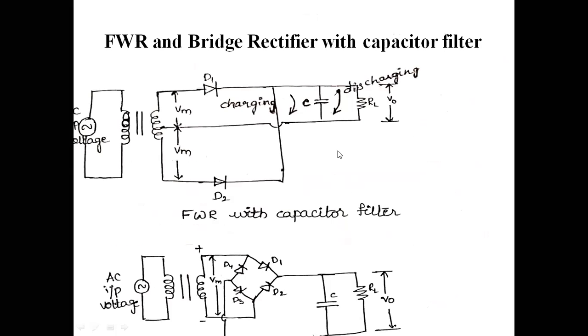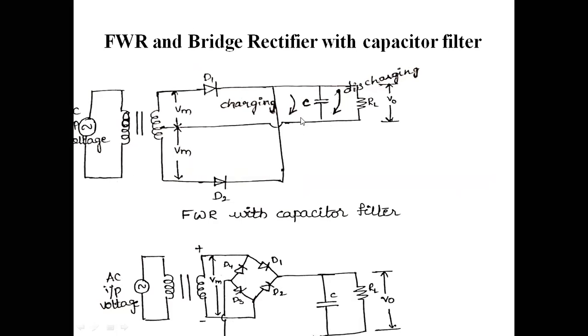And this is the full wave rectifier and the bridge rectifier with capacitor filter. We are going to see the operation of the full wave rectifier with respect to the capacitor filter. And for our convenience, we have also drawn the bridge rectifier circuit diagram along with the capacitor filter. This is the construction part. One center tapped transformer, two diodes D1 and D2, and a load resistance. Before this load resistance, I am placing one capacitor here.